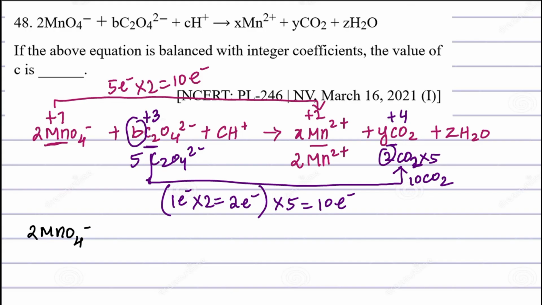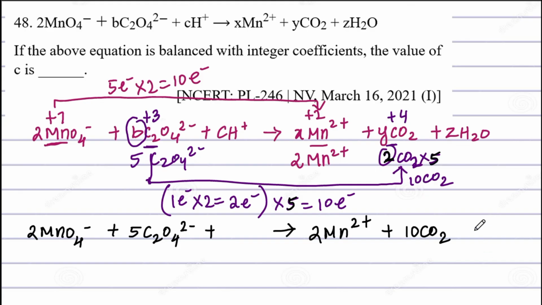2 MnO4 minus plus 5 C2O4 2 minus. So the value of B is 5. For the time being, let us not write the H plus. It gives 2 Mn2 plus, and the value of Y is 10 CO2. How did we get 10? First you have to balance the carbon atoms. For that you have to write 2, then multiply the whole equation by 5. So 2 into 5 will give 10, plus let us not write the H2O now.